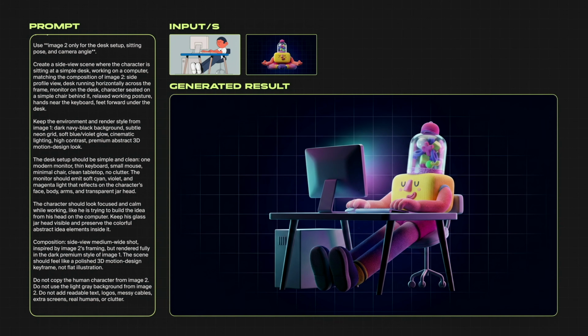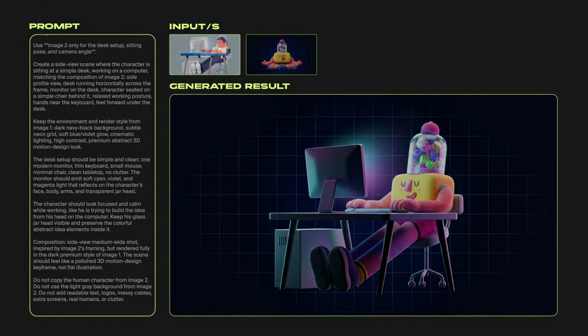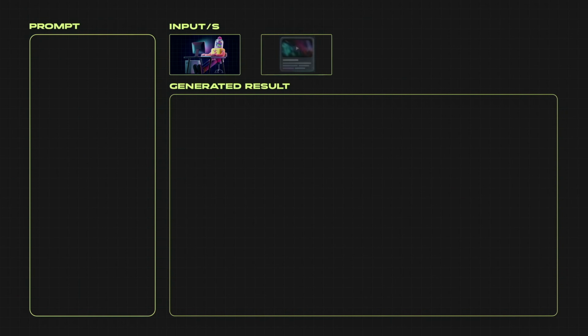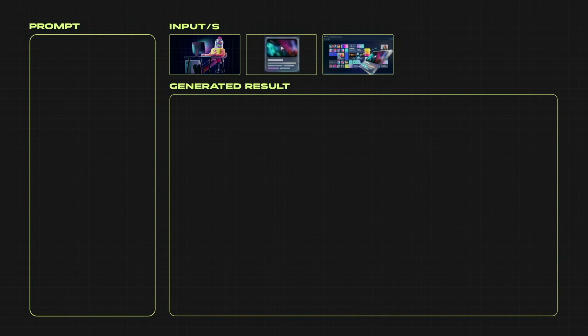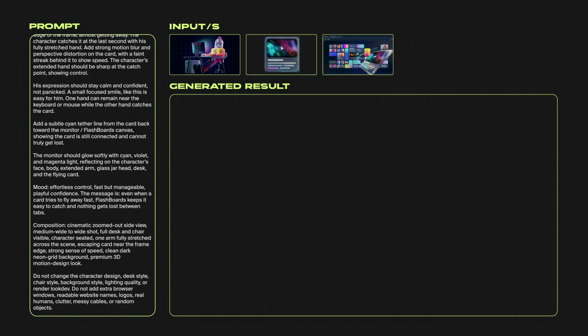For the next one, to make him catch the flying media card, I'm going to select what we already generated, the card itself, and the board the card is escaping from, which is the previous scene. With a suitable and specific prompt, it's done.